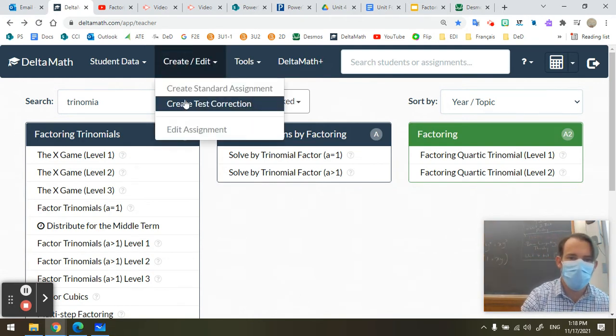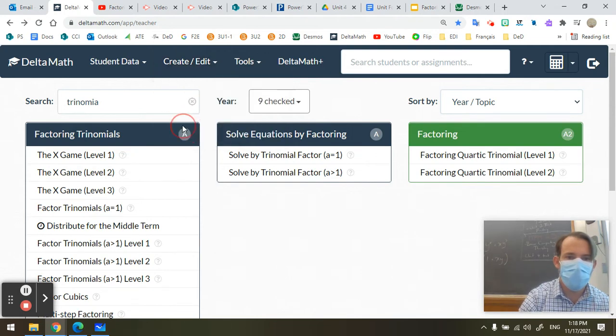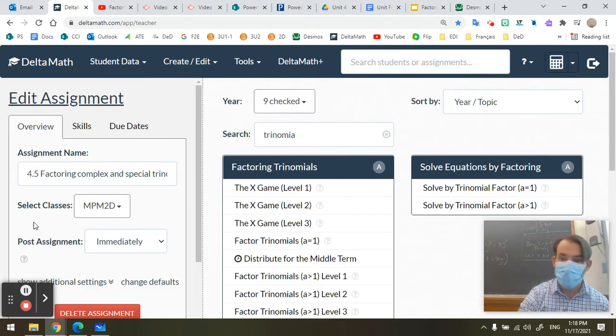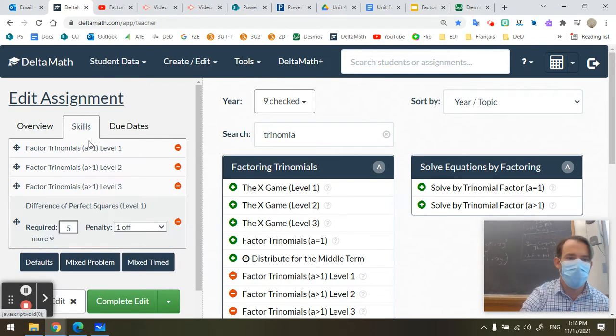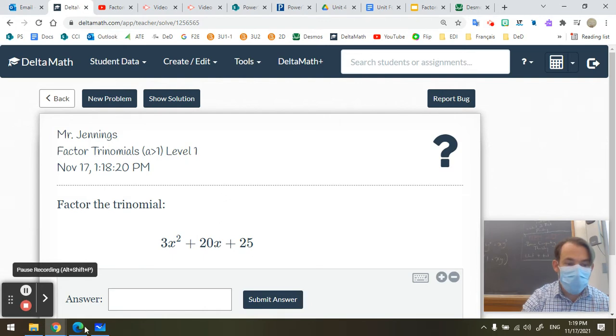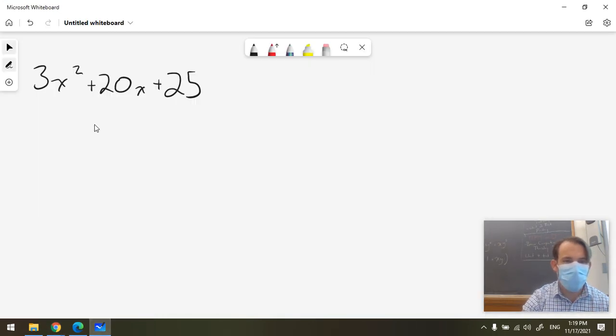So let's take a look at some of the Delta Math questions that I've just prescribed in 4.5, factoring complex and special trinomials. We're going to look at how to do special trinomials. These factor trinomials where a is greater than 1, we're going to get questions like this: 3x squared plus 20x plus 25. So first step is to copy out the question. So here we go. I copied out the question. And then next we play X game.